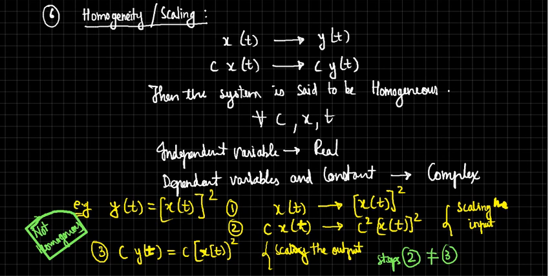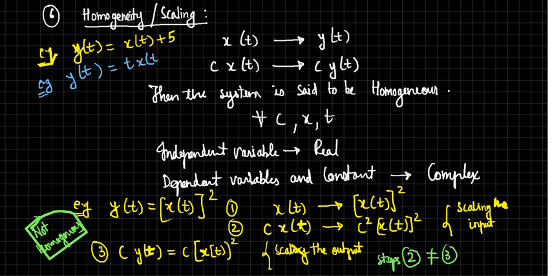Take another system. Example: y of t equals x of t plus 5. Same example. Tell me quickly. Another example. Can you tell me about this? Yes. So now you got the idea, right? I mean, when you scale the input and when you directly scale the output. Okay. Are you getting there? Understanding the things? Is that clear? Everything is fine?